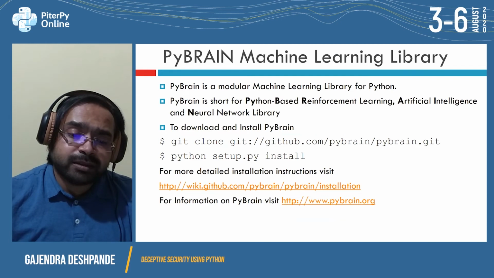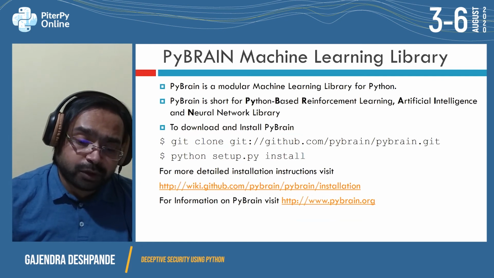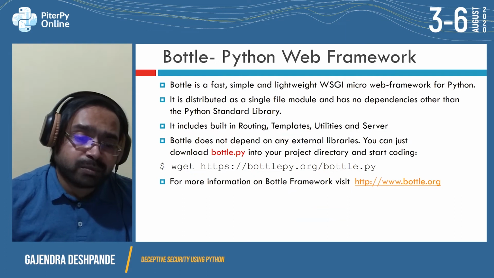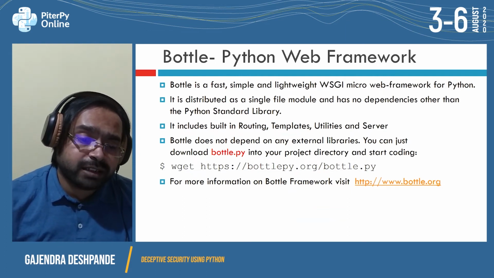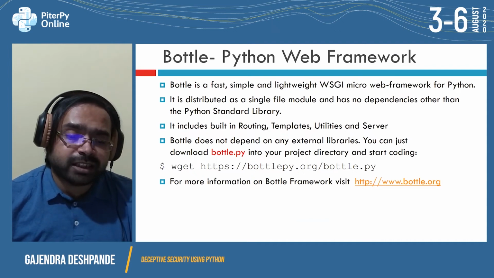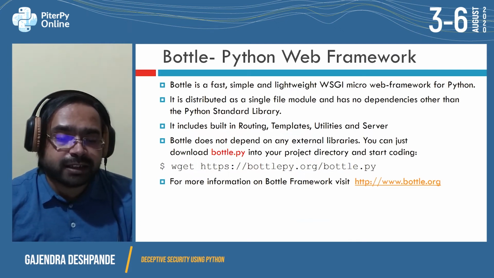PyBrain is a modular machine learning library. To download it, you can go to the following URL and follow the tutorial on the site. Similarly, Bottle is a simple, lightweight WSGI micro web framework for Python. It is distributed as a single file and has no dependencies other than the Python standard library. It includes built-in routing, templates, utilities, and a server.